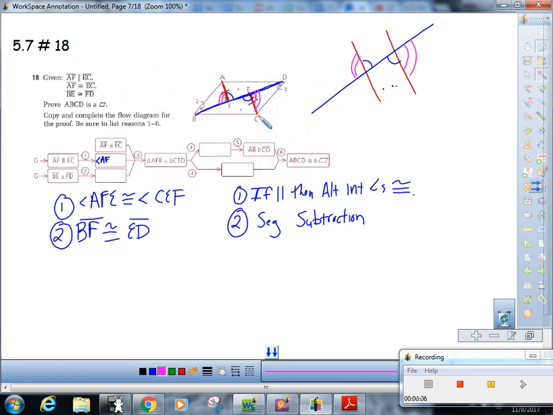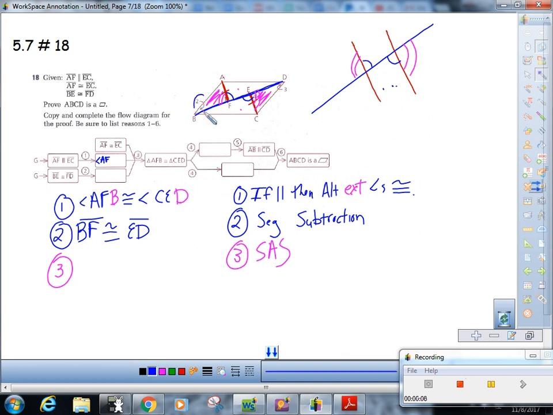So now I'm actually going to change this. I'm going to change this to alternate exterior angles. And I'm going to change this to AFB is congruent to CFD. And now I can prove that this triangle is congruent to that triangle in step 3 by SAS. All right. So now I got it. I understand.